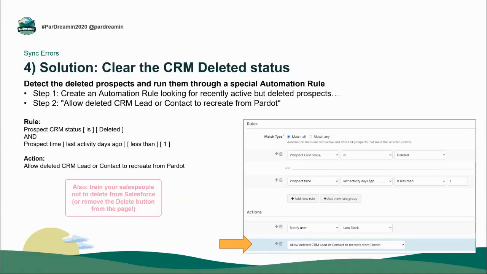And then the action is the important part, and the action is a special action that says allow deleted CRM lead or contact to recreate from Pardot. Now the magic step.